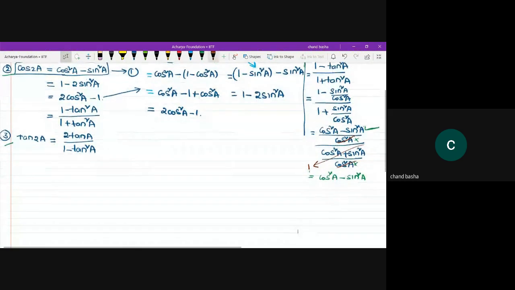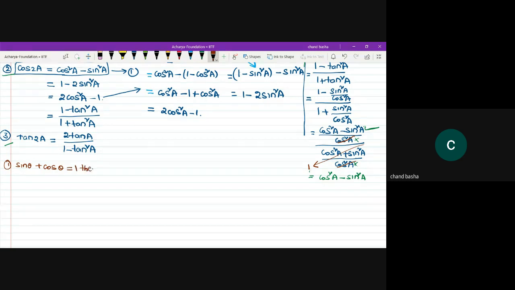First example. Example number 1. Sine theta plus cos theta is given as 1. Then find the value of sine 2 theta. What is the value of sine 2 theta? The options are: the first option is 1, the second option is 0, the third option is 1 divided by 2, and the fourth option is minus 1.